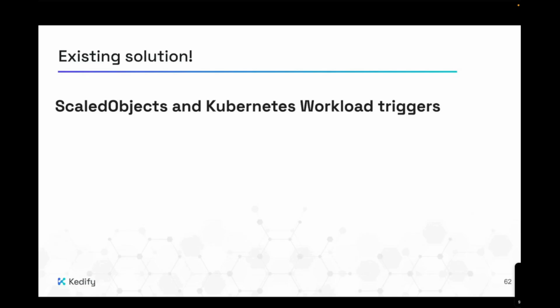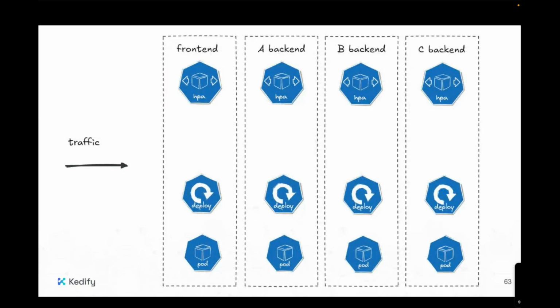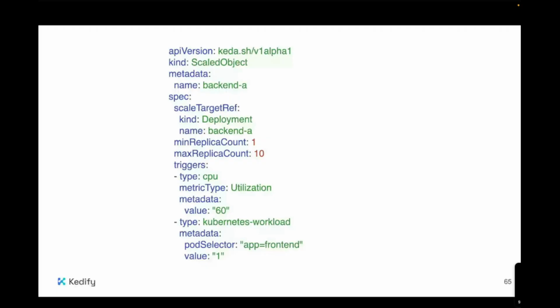So actually, there is a solution. We can use scaled objects, and luckily in KEDA there is a Kubernetes workload trigger that is triggered by a different workload. So the idea is really that we switch the HPAs into scaled objects here. So this is the scaled object for the first backend. It still uses the CPU utilization as before, but we added Kubernetes. Sorry, I also have this highlighting.